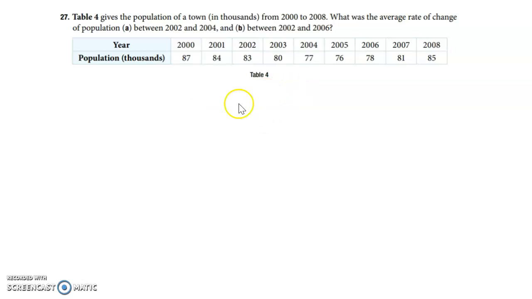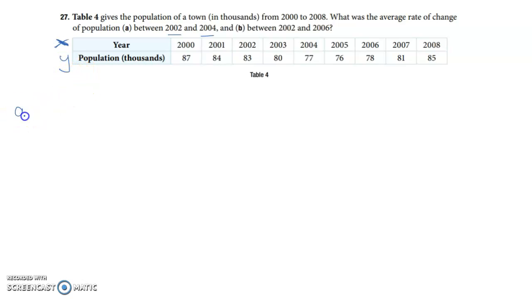The next one is similar to, I believe, number 26, which was assigned as homework. So let's go over the similar problem 27. What is the average rate of change for the population between 2002 and 2004? We know that usually time is our independent variable, just because we don't have control over time. So this is going to be our x, our independent variable, and population is the dependent variable.